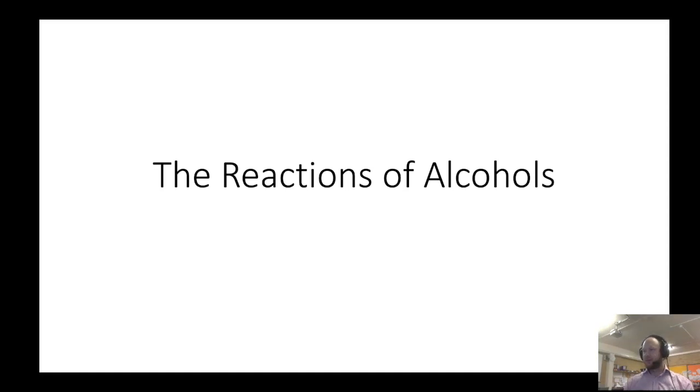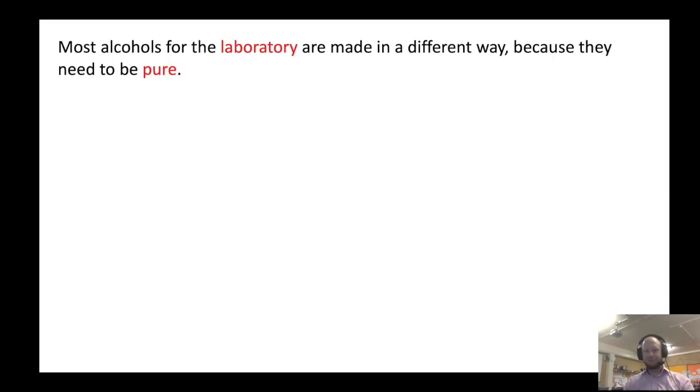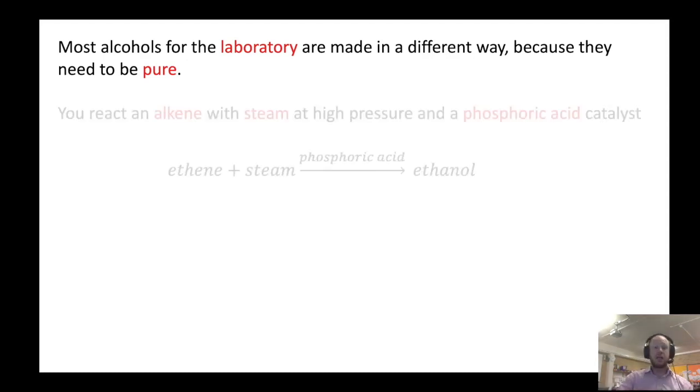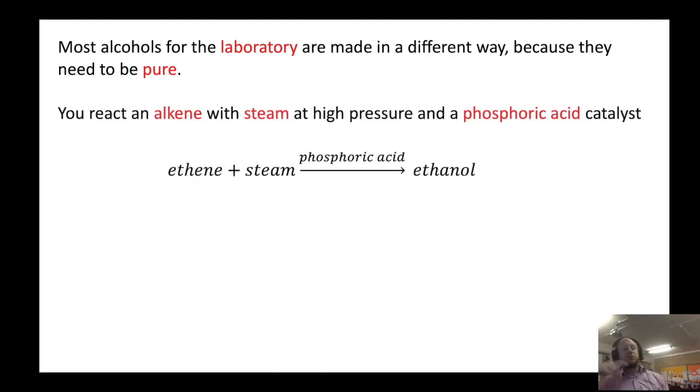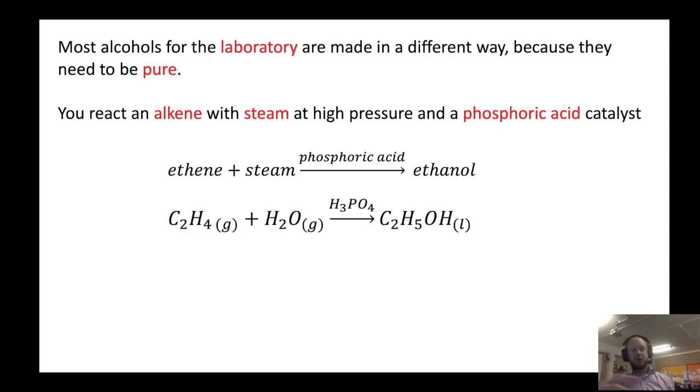Alright, let's have a look at the reactions of alcohols then. Most alcohols from the laboratory are going to be made in a different way because we need them to be 100% pure. We can't be dealing with all these other things that are in there, as we would for an alcoholic drink. So instead what we do is we take ethene and we react it with steam, and we use a phosphoric acid catalyst. And the chemical reaction for this is written here.